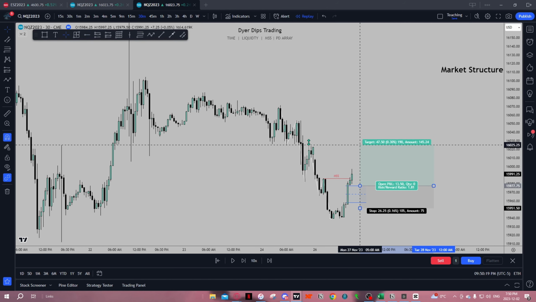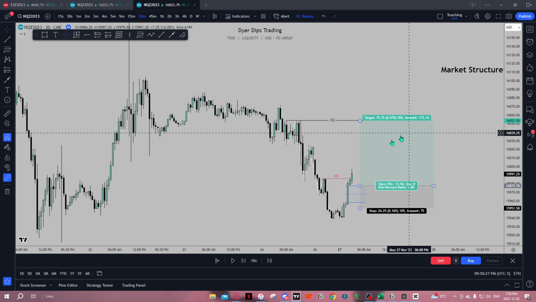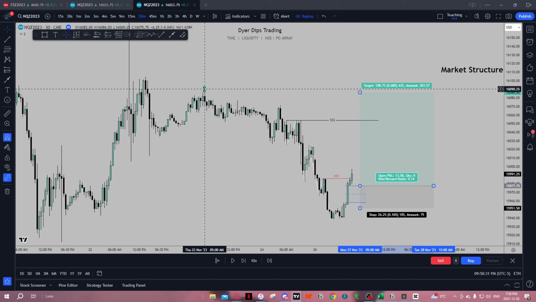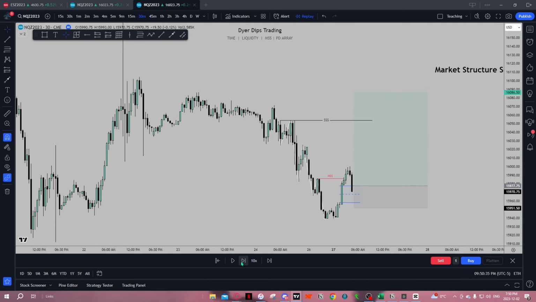You could target this high here. I'd probably look at these highs over here because they're relative equal. So these highs here look like a nice pool of liquidity for me. This would be my first area of interest, potentially this high here, and maybe even these highs over here to kind of complete this model. But let's see what price does.